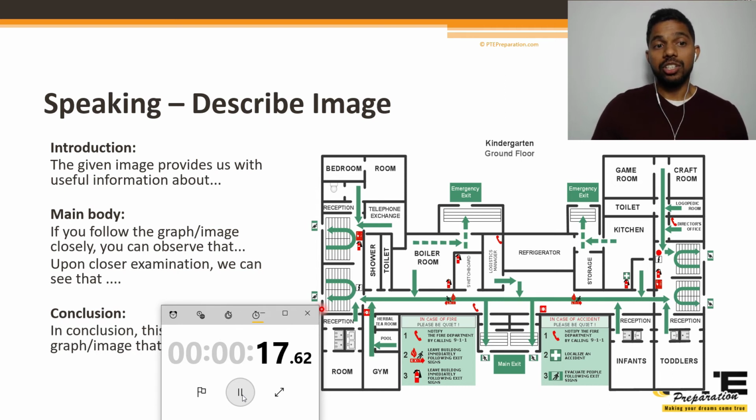Upon closer examination, we can see that there is a craft room located at the top right corner of the image, and there is a bedroom and other rooms located at the top left corner. In conclusion, this is a very useful graph that shows us about the kindergarten ground floor plan and different exits in times of an emergency or fire.